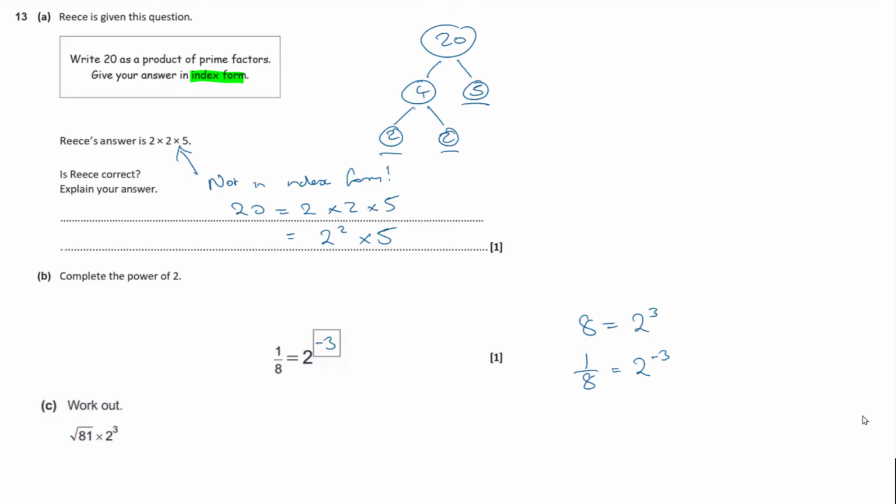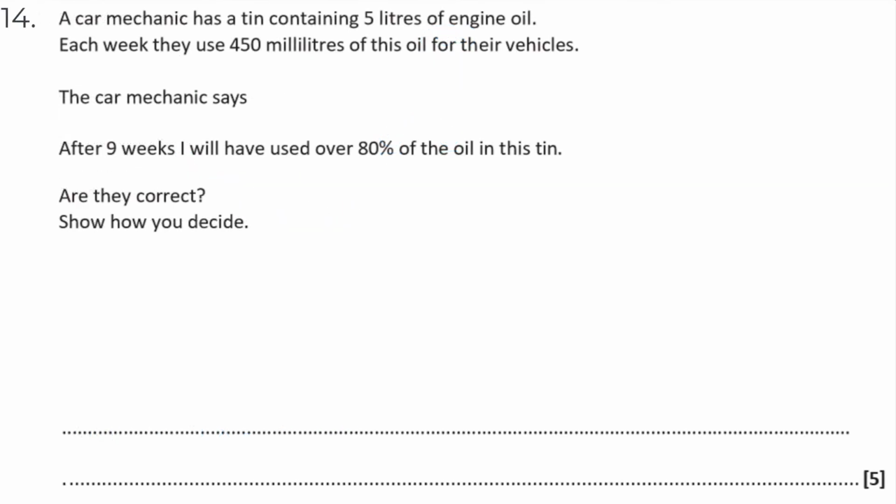Okay, finally I've got root 81 times 2 cubed. What's that then? Well, the square root of 81 is 9, so that's going to be equal to 9. And 2 cubed, well, 2 times 2 times 2 is 8. And 9 times 8, well, that is 72, isn't it? So that's my final answer there. 9 times 8 is 72. Job done.